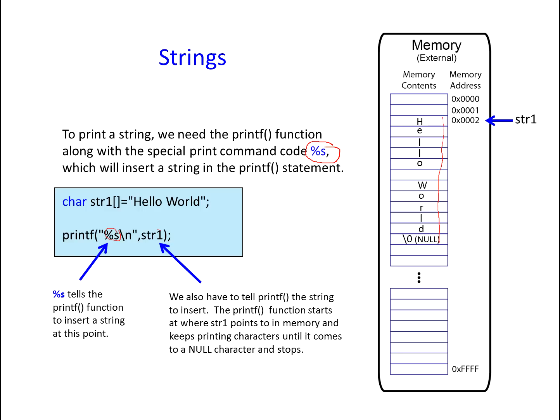And then if you had other things like the \n, it does that as well. In this case, it's the new line character, and that will start a new line. So that's how we print out strings. We need to specify %s and then the name of the character array that is holding the string.